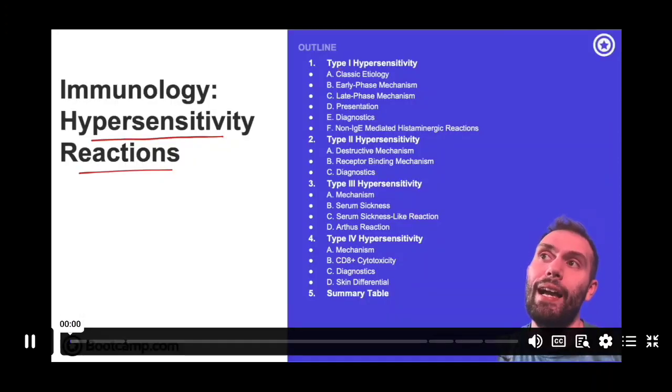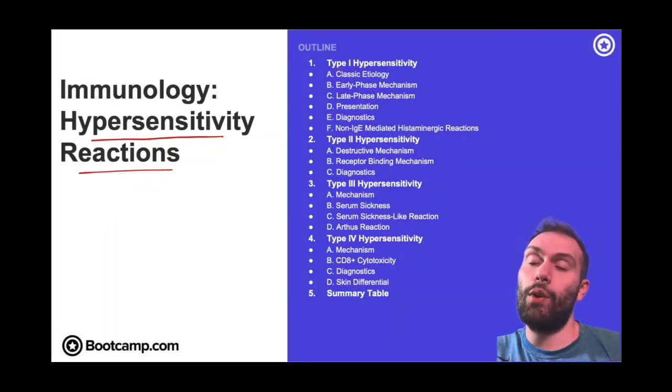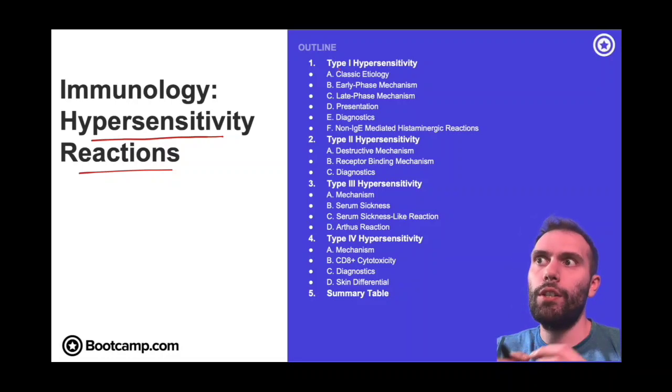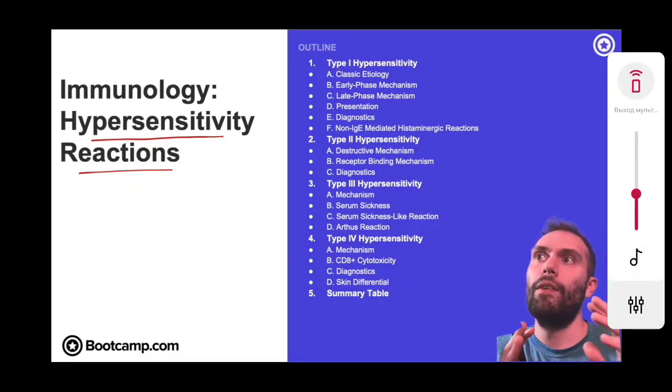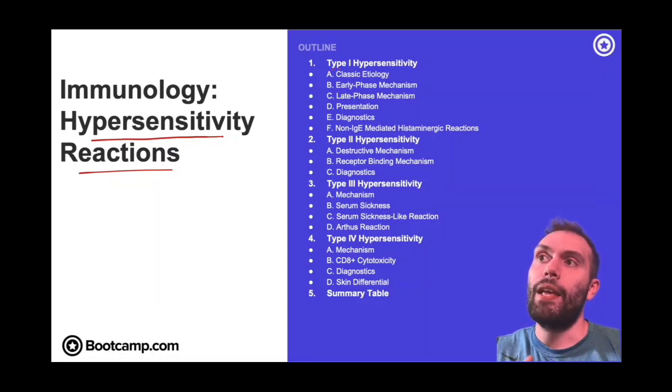This is a very high yield section where a lot of the different questions are going to stem from. So what's really important here is that we get down the differences in the mechanisms and then some of the very classic disease processes that present with each of these 4 different hypersensitivities. So we'll start at the top and work our way down through the different types.